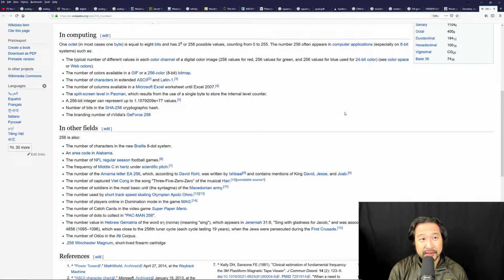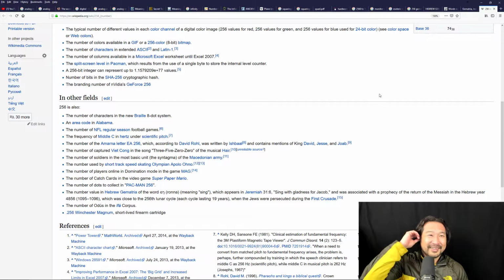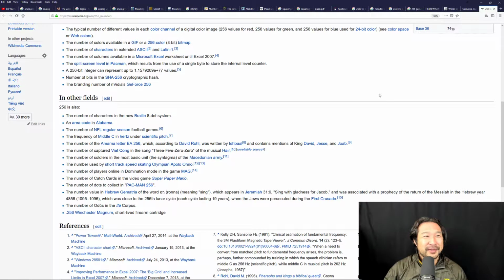The number of characters in extended ASCII and Latin 1. The number of columns available in the Microsoft Excel worksheet until Excel 2007. I totally forgot about that. I was like, oh man, if only we had more columns. Okay, the split screen level in Pac-Man results from the use of a single byte to store the internal level counter. Did not know that. A 256-bit integer can represent up to 1.1579209 times 10 to the 77 values. Number of bits in the SHA-256 cryptographic hash. Oh yeah, cryptography. Interesting.